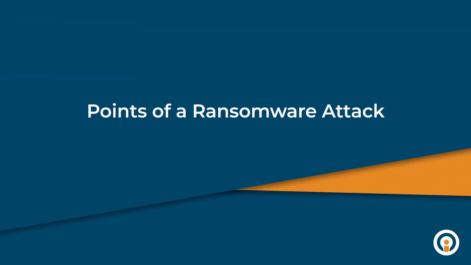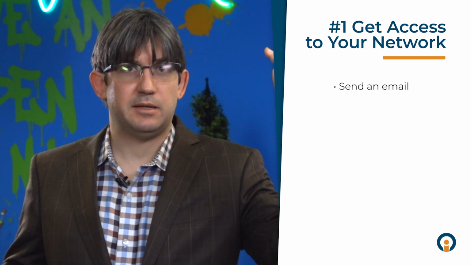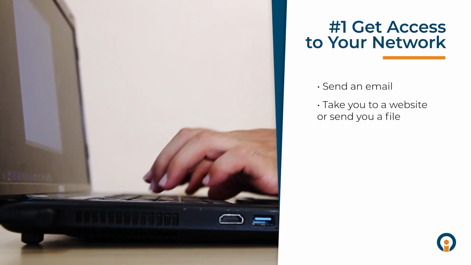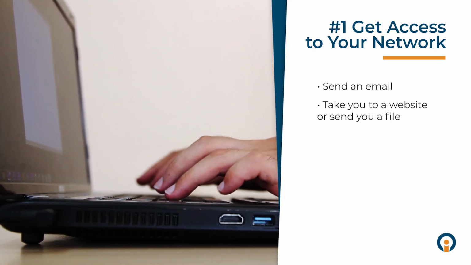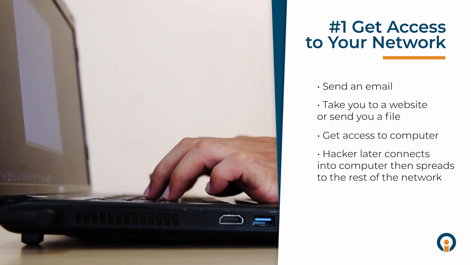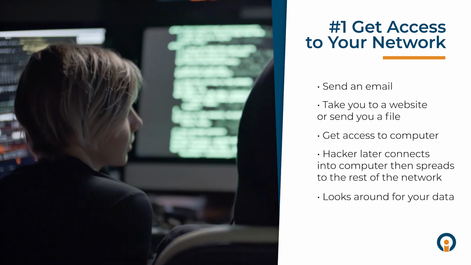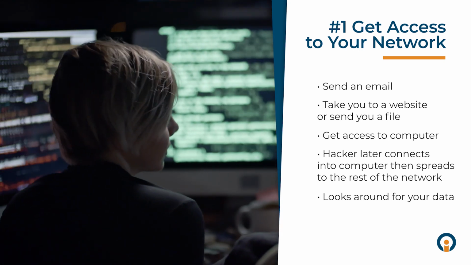So let's talk about the points of a ransomware attack. So the first point is to get access to your network. So they're going to send usually an email. Maybe they take you to a website or to a file. From there, they're able to get access to that one computer. Human comes in, looks around, spreads to the rest of your network to see what's going on. Where's your important data? Where are your backups? Things like that. Then they decide when they're going to attack.